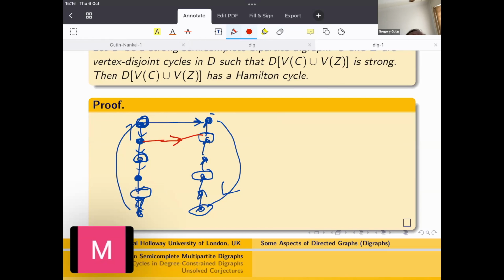But then the thing is, if you take any arc, you cannot have its parallel arcs going from left to right, because that would say that the left cycle dominates the right one, which is not the case. Therefore, we have to have an arc which goes like that, from the right cycle to the left cycle, and again all its parallel arcs go in the same direction. Now what we can do is start with vertex one, and you go to vertex two.